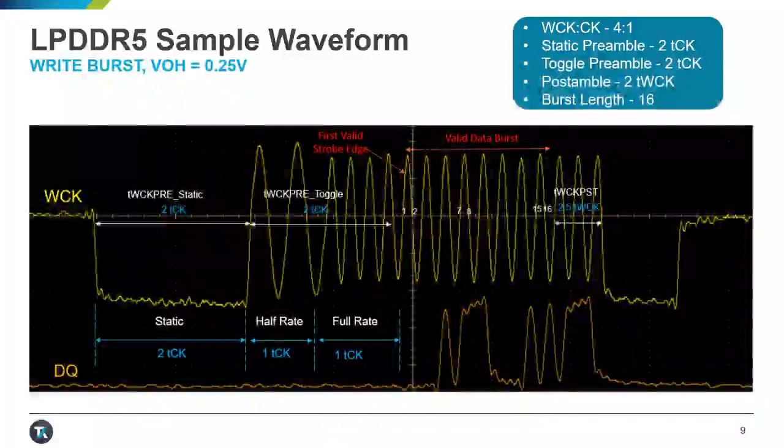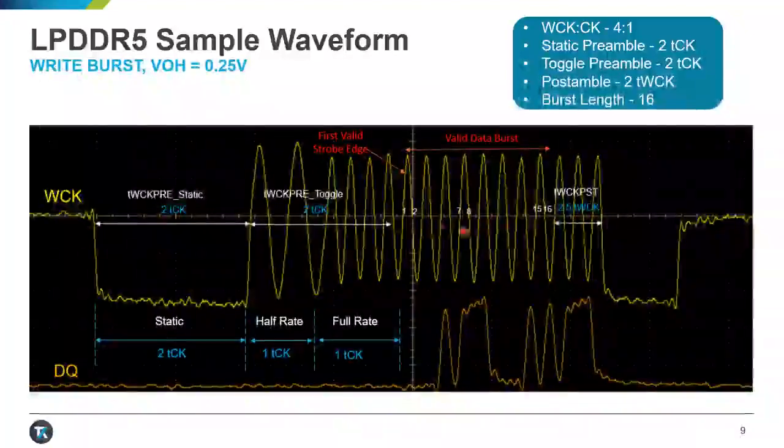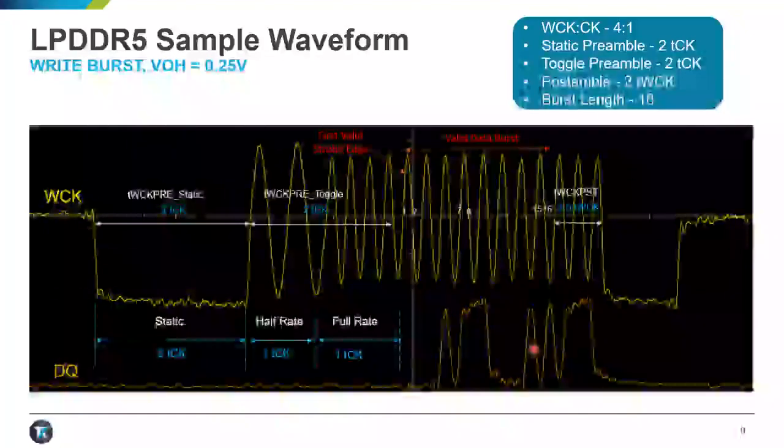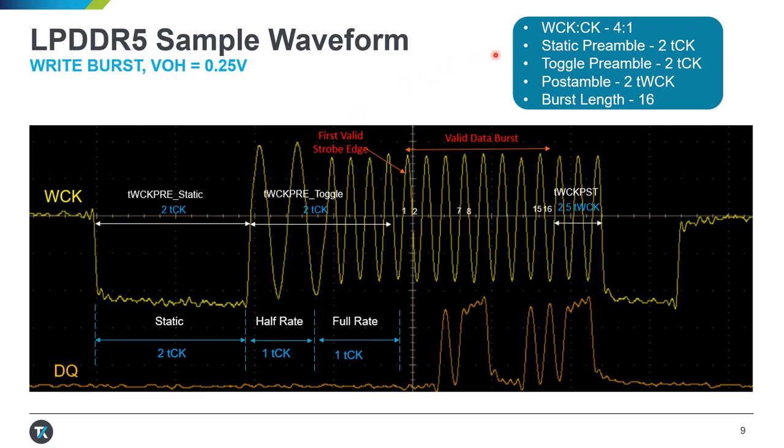So let's take a look at a sample LP5 waveform. This is your WCK, and this is your corresponding data. The settings used are WCK to CK ratio is 4:1. Your preamble is broken down into two parts, static and toggle. They both are 2TCK long. Your postamble is 2TWCK. Notice that the postamble is with respect to write clock and preamble is with respect to clock.